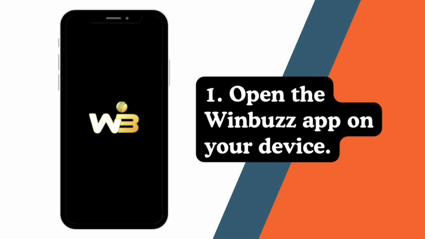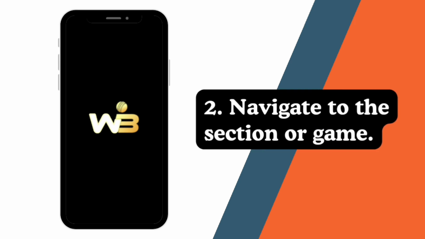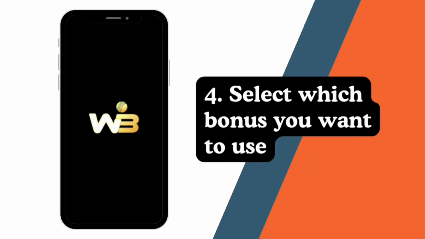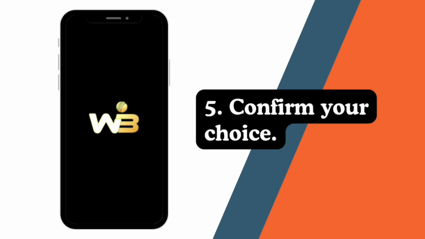Open the WinBuzz app on your device. Navigate to the section or game where you want to use the bonus. Look for an option or button that says Use Bonus or something similar. Click on that option and you will likely be prompted to select which bonus you want to use if you have multiple bonuses available. Once you've selected the bonus, confirm your choice.